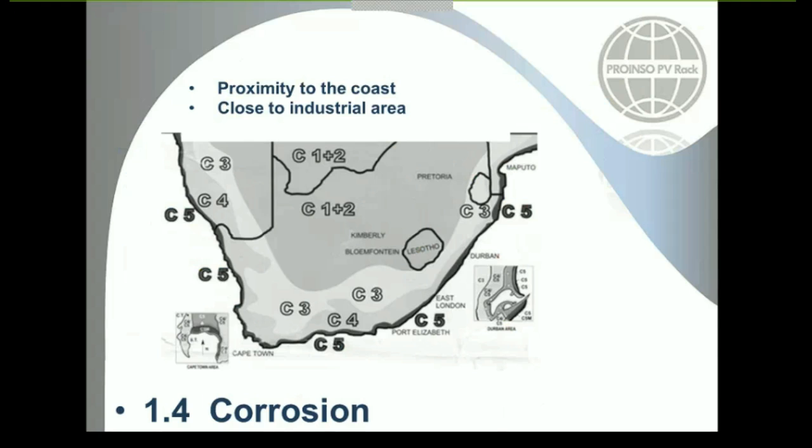Here is a map of South Africa, taken from the standard, and as you can see here, the nomenclature they use for the corrosive environments. C1 is the lowest one, and the highest one is in the coastal areas. That is caused by the salt that the air has. And the industrial areas, obviously, is because of the pollution that they have.